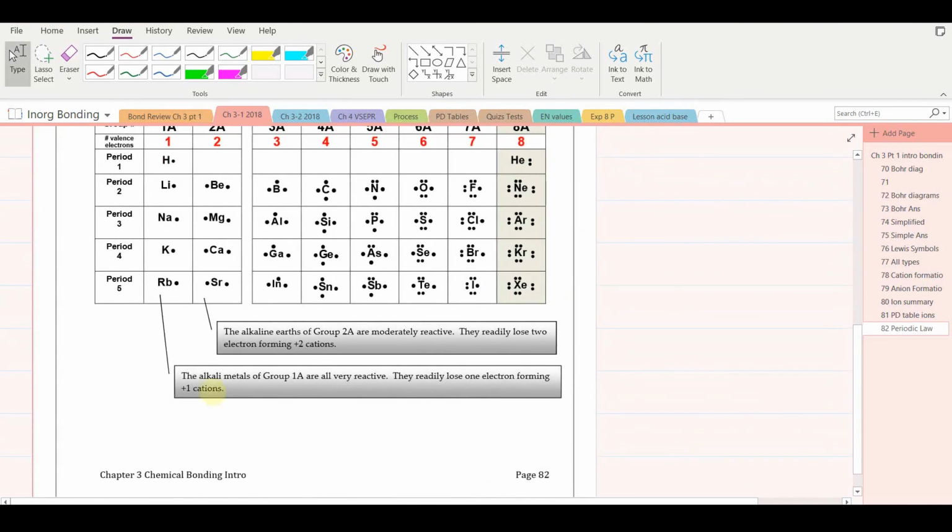The alkali metals of group 1A are all very reactive. They readily lose 1 electron, forming +1 cations. And the alkaline earths of group 2A are moderately reactive. They readily lose 2 electrons, forming +2 cations. And that's it for this first part of chapter 3. I apologize for the simplicity of this, but it's absolutely imperative that you do have this basic understanding so we can move forward with bonding.